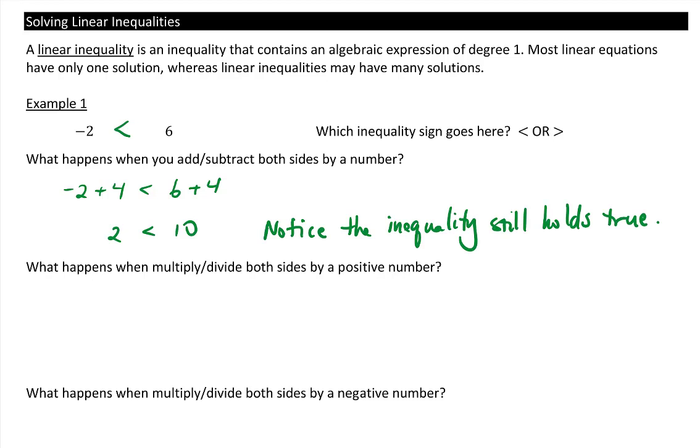What happens when you multiply and divide both sides by a positive number? Let's say we multiply both sides by the number 3. So we have -2 times 3 less than 6 times 3, and we get -6 less than 18. So once again, we notice that the inequality still holds true.